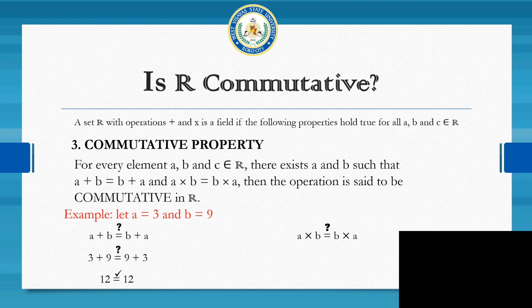How about multiplication? We have A times B equals B times A, then 3 times 9 is equal to 9 times 3. Solving, we have 27 equals 27. Therefore, R is commutative under multiplication.